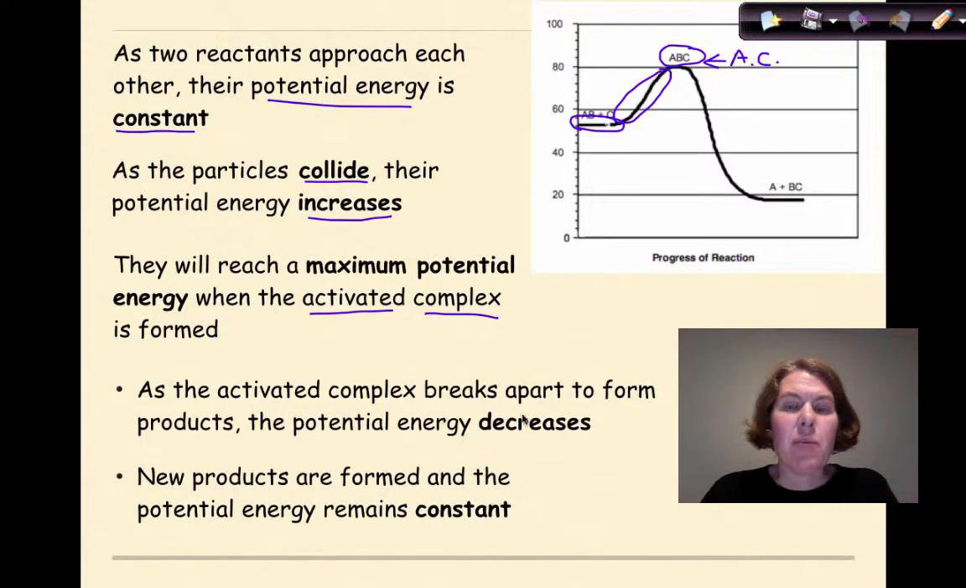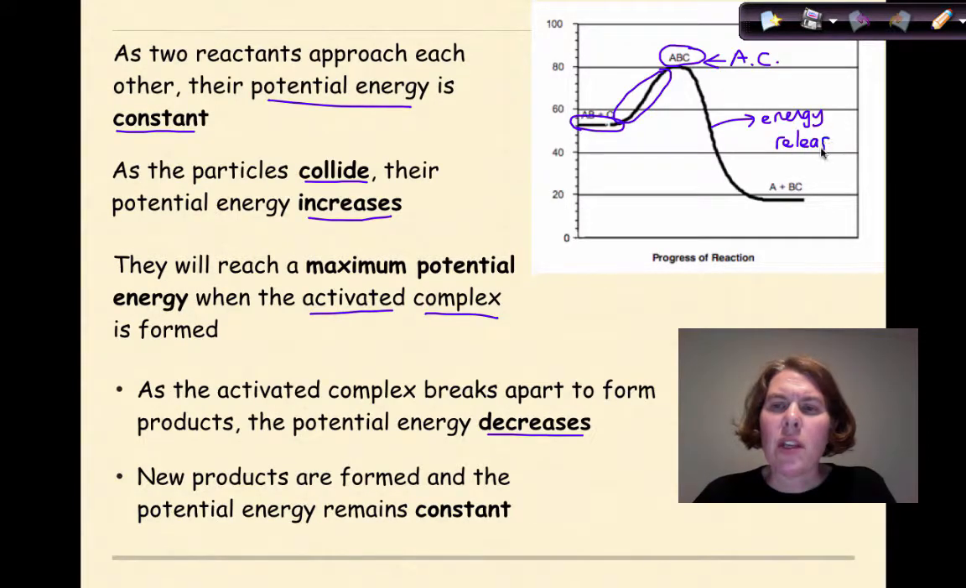As the activated complex breaks apart to form products, the potential energy will decrease. We can see that downward slope right here as energy is being released. So that's what's happening right here as we go on and we form the products. As we can see in this final bullet right here, new products are formed and the potential energy remains constant. Again, we see that constant potential energy right here at the end where we're with the products.